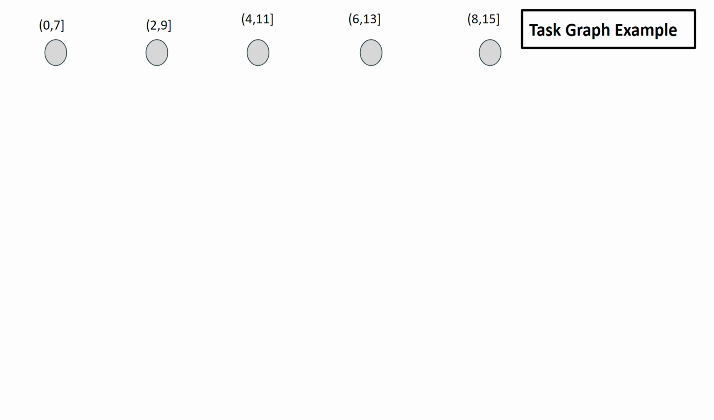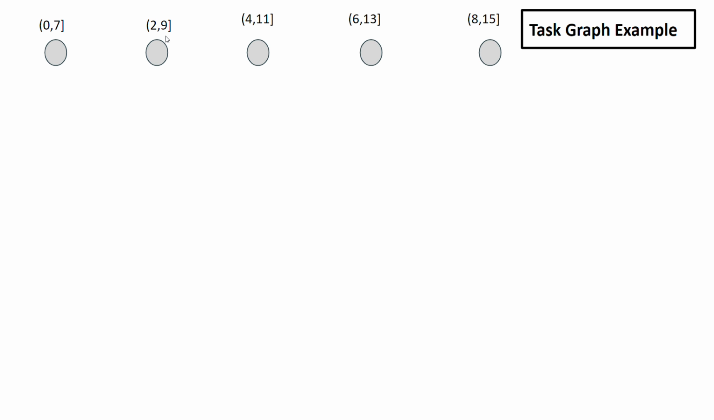8, 15. From this we can understand that for every job, the period is 2. First release at 0, then at 2, the difference is 2, then 4. After 2 it's at 4, so the difference is again 2. After 4, 6. So it's like period is 2. And the deadline is 7. So the relative deadline is 7, and the absolute deadline is shown in the actual closed interval. It starts with the open interval and finishes with the closed interval.